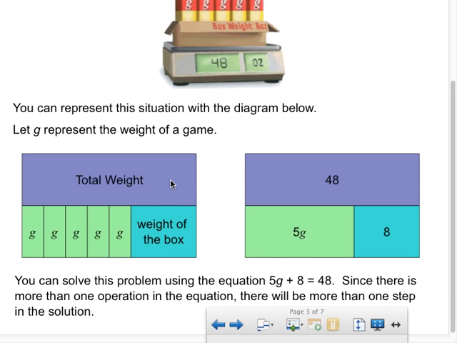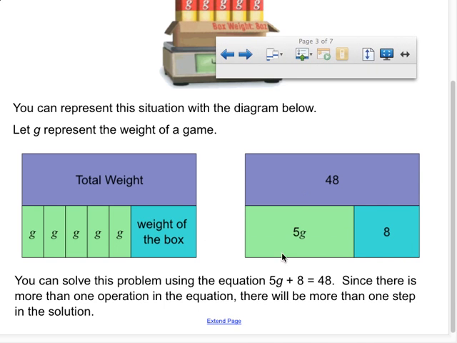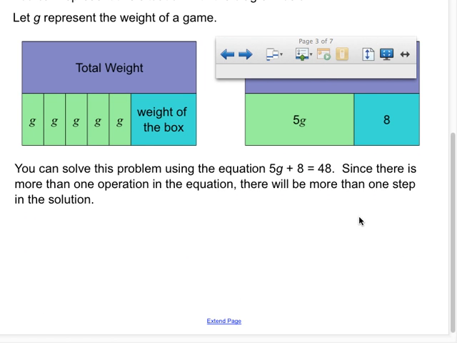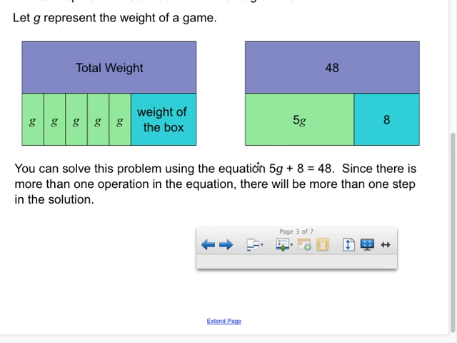Does that make sense? So my 5 games, G plus G plus G plus G plus G, that's really just 5G. Do you guys see that? And then the weight of the box, they tell us it's 8 ounces. And then all this together is going to be 48 ounces. So here's my equation down here. You can solve this problem using the equation 5G plus 8 equals the total, which is 48. Since there is more than one operation in the equation, there will be more than one step in the solution.